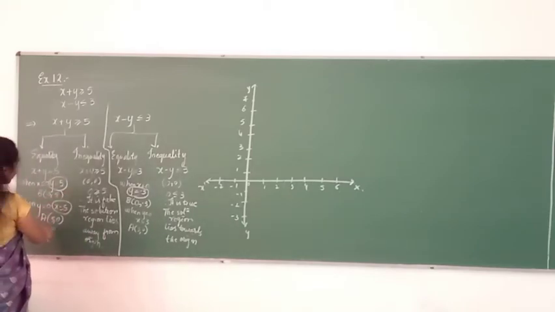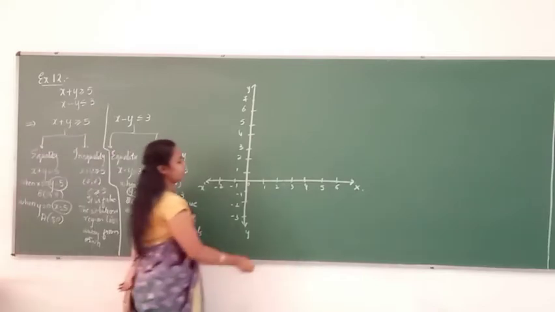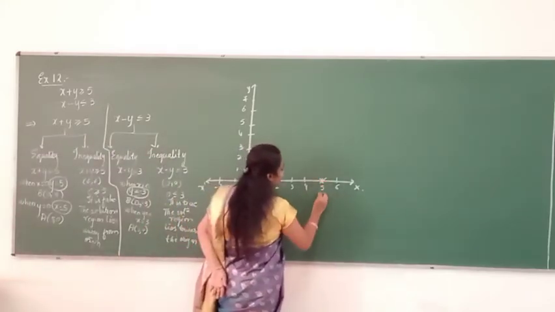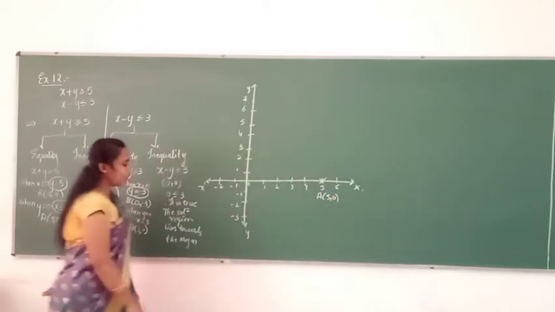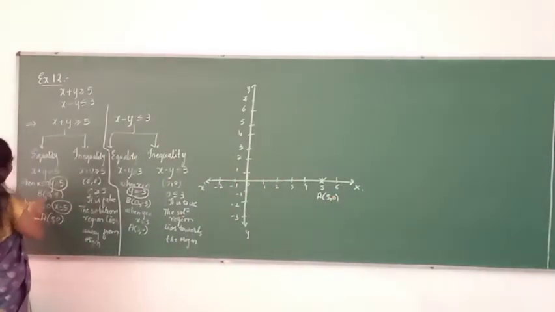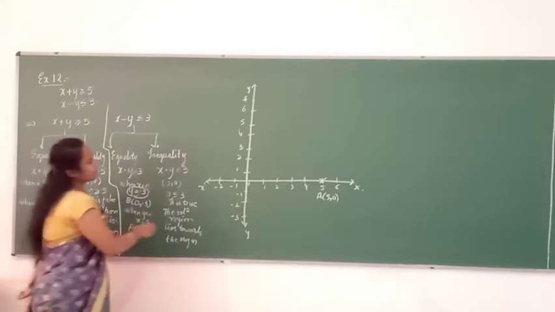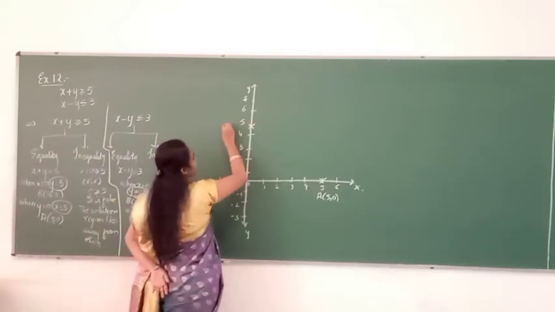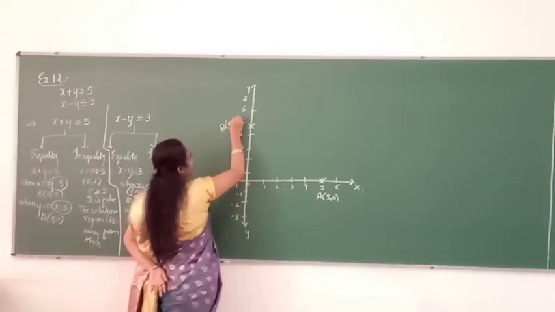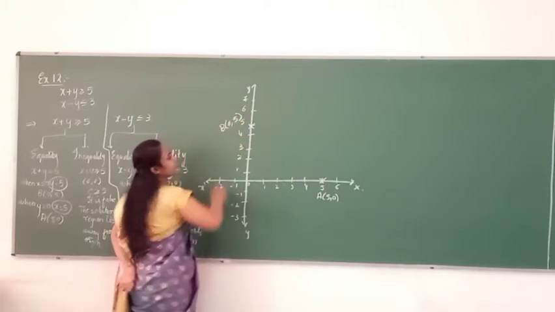So here, what is the a coordinate? 5 comma 0. So a will be 5 comma 0. Okay, next one, b is 0 comma 5. So here I am getting the point. So b is 0 comma 5.